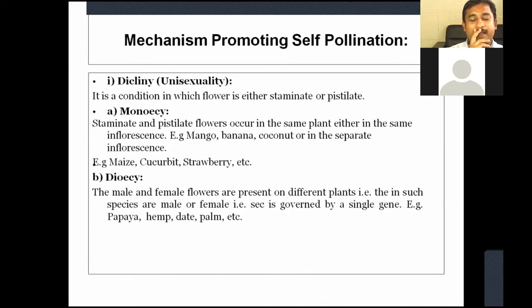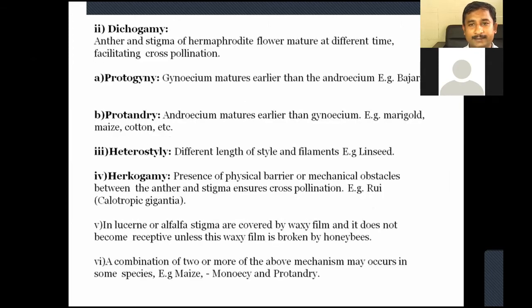For example, in papaya, the male flower plant is different and the female flower plant is different. Probably when you were kids you have seen papaya plants. Some papaya plants have fruits, and some papaya plants don't have any fruit, just flowers. Those flowering plants are called male plants, and those bearing fruit are called female plants. The female plant bears the fruit. Typical examples are papaya, hemp and date palm. Vital examples of dioecy.